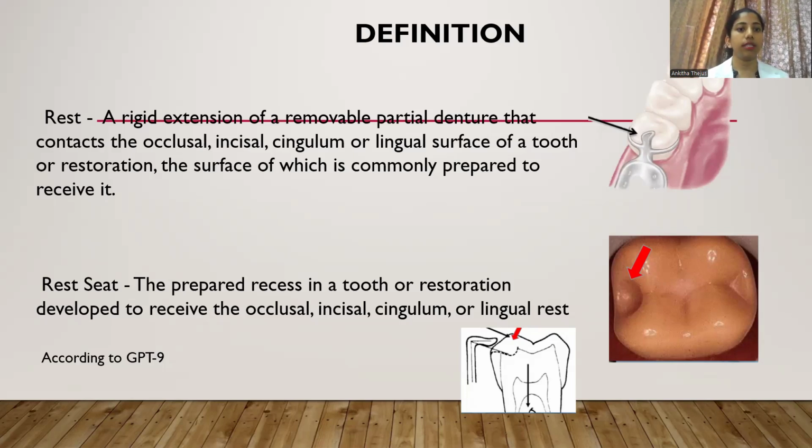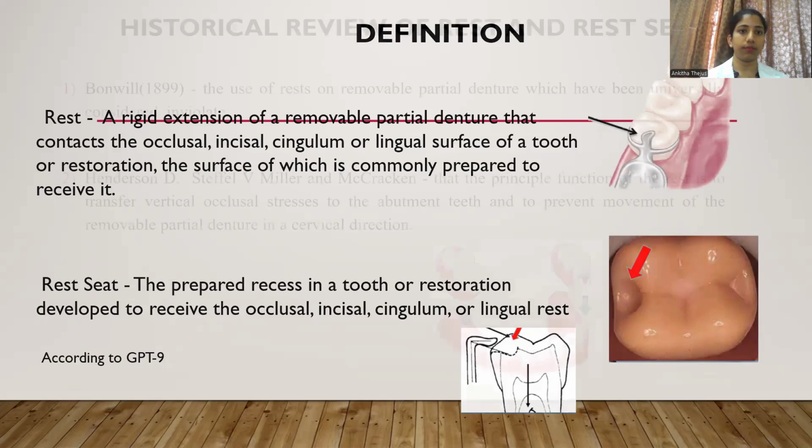A rest seat is a prepared recess in a tooth or restoration developed to receive the occlusal, incisal, cingulum or lingual rest. So a rest seat is a prepared surface of a tooth or a restoration. It helps to receive the rest.